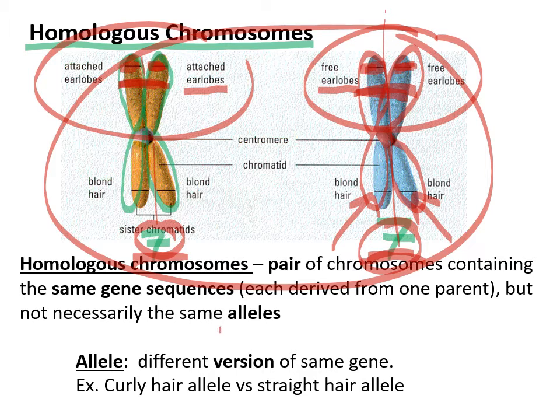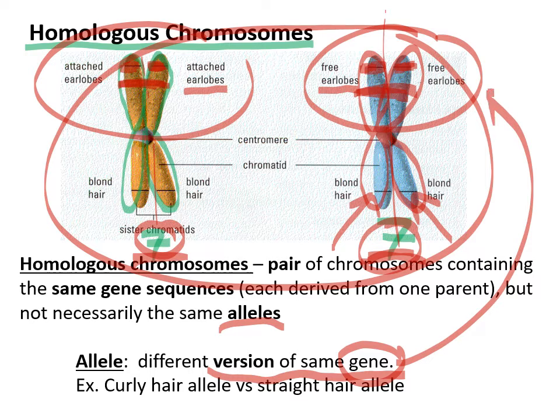The term alleles is the version of the same gene. So we could say the gene in this case is for earlobes, and the allele is whether it is attached earlobe or free earlobes.